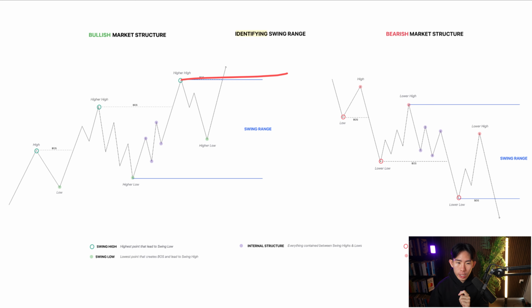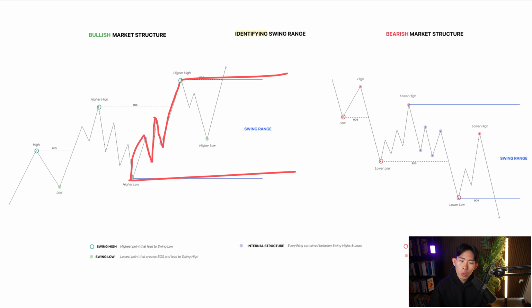In this case, this is the swing range, swing high, swing low. And this means that everything in between, all the structural pullbacks, retracements that you see within this swing range is just internal structure. Okay, so once again, stick to the definition. Internal structure is everything contained between your swing highs and your swing lows. So in this case, price goes up, pulls back, goes up, pulls back, and then goes up. So if you look at this, this is price creating higher highs and higher lows, just like what we have seen on the higher time frame.